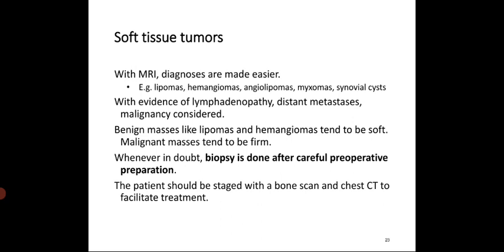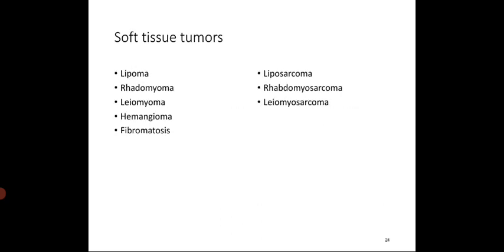Now, in order to rule out any metastasis, the patient should be staged with a bone scan and chest CT scan to facilitate treatment. So these are the common soft tissue tumors. On the left side, we have the benign ones, while on the right side, we have the malignant ones. Whenever you see sarcoma in the name of a tumor, it means that the tumor is malignant. Lipoma, rhabdomyoma, leiomyoma, hemangioma, and fibromatosis are usually benign tumors.